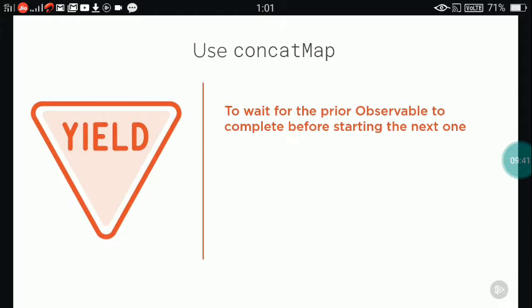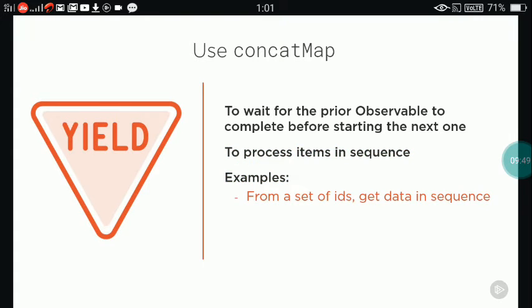Use concat-map to wait for the prior observable to complete before starting the next one, and to process items in sequence. Consider using concat-map if you have a set of IDs and want to use those IDs to retrieve data in sequence. For example, you have the IDs of the top 10 hottest products, and you want to ensure you retrieve and display that data in order. Or you are updating or deleting data, and you want to ensure each update is complete before starting the next one.